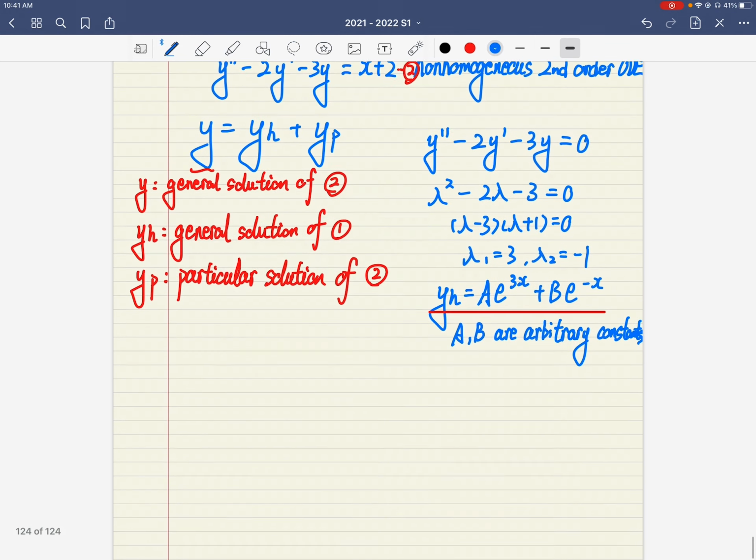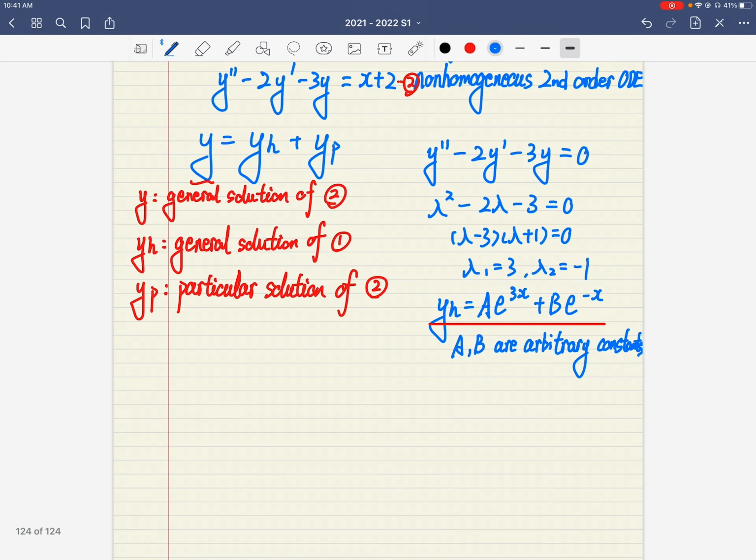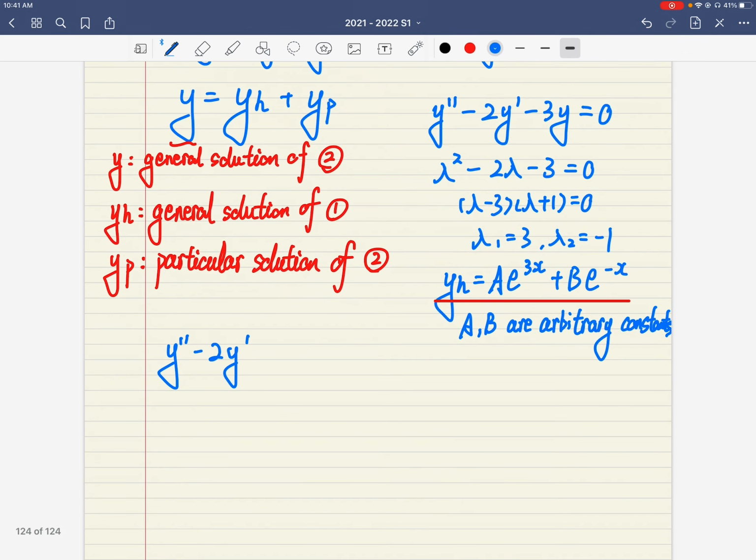So what about the second part? How do we find a particular solution? To find a particular solution, let's write down equation 2 here. Now the left-hand side is the same. The right-hand side now is x plus 2.